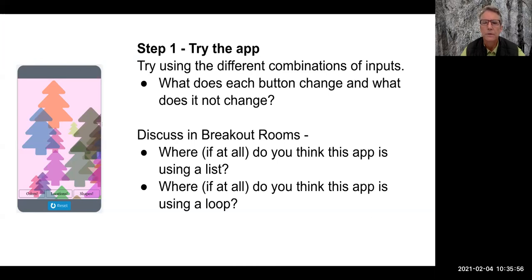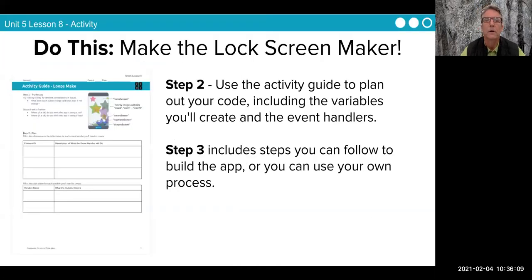You'll see. Discuss in breakout rooms where, if at all, do you think this app is using a list? Where, if at all, do you think this app is using a loop? Well, we're combining both loops and lists. All right, do this. Make the lock screen maker. Use the activity guide to plan out your code, including the variables you'll create and the event handlers. Step 3 includes steps you can follow to build the app, or you can use your own process.